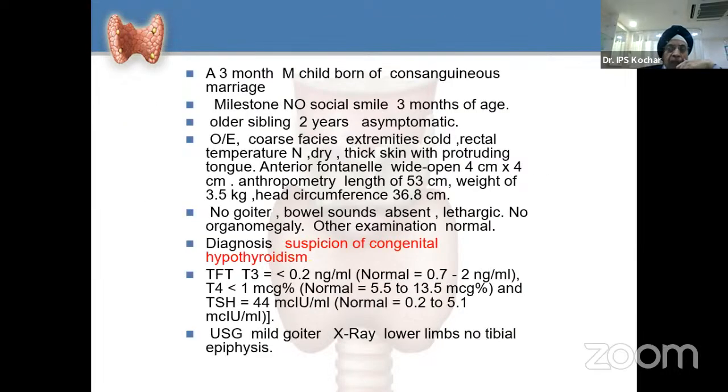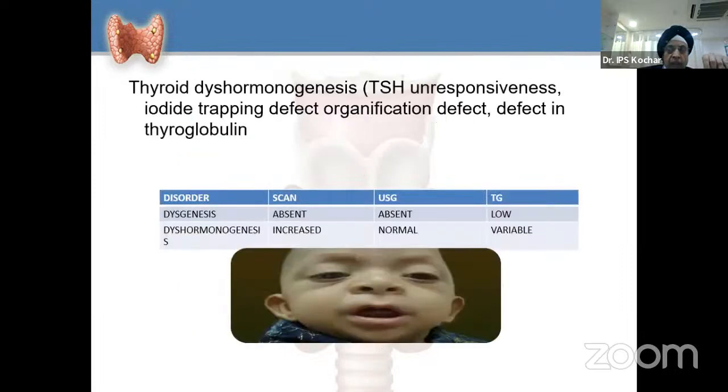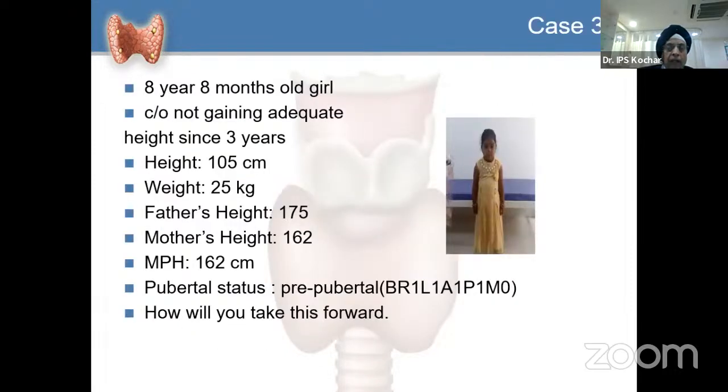So T40. We just skip over this case and go to the next. An 8-year-old girl not gaining adequate height since 3 years. The height is 105 centimeters. The weight is 25 kgs. The father's height is 175. The mother's height is 162. Mid-parental height is 162. Pubertal status is pre-pubertal, so there is no breast development, no axillary, and no pubic hair. How will you take this forward? How will you manage this child?